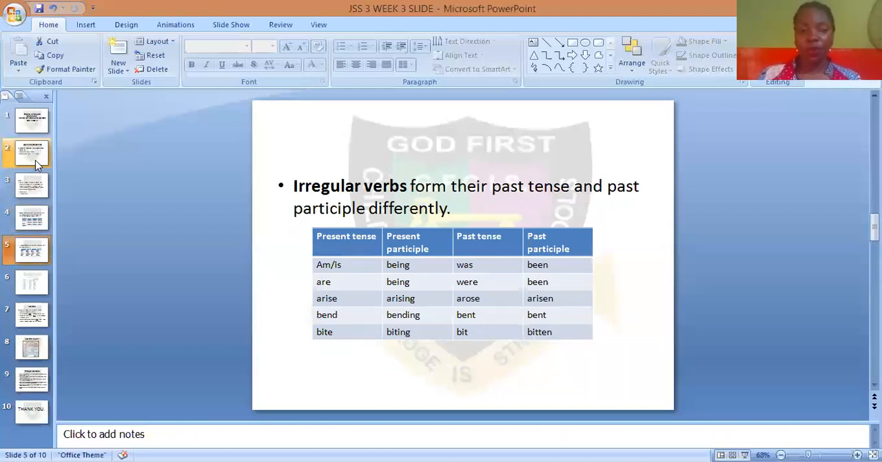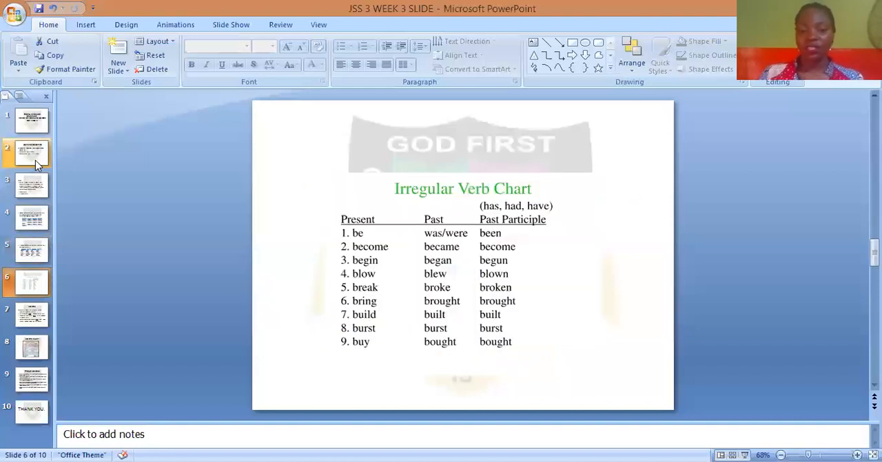For example, we have am: the present participle is being, past tense is was, past participle is been. We also have arise, arising, arose, arisen; bend, bending, bent, bent; bite, biting, bit, bitten. This is an irregular verb chart. We have the present tense, the past tense, the past participle. Become, became, become. Begin, began, begun. Blow, blew, blown. Break, broke, broken. So on and so forth.